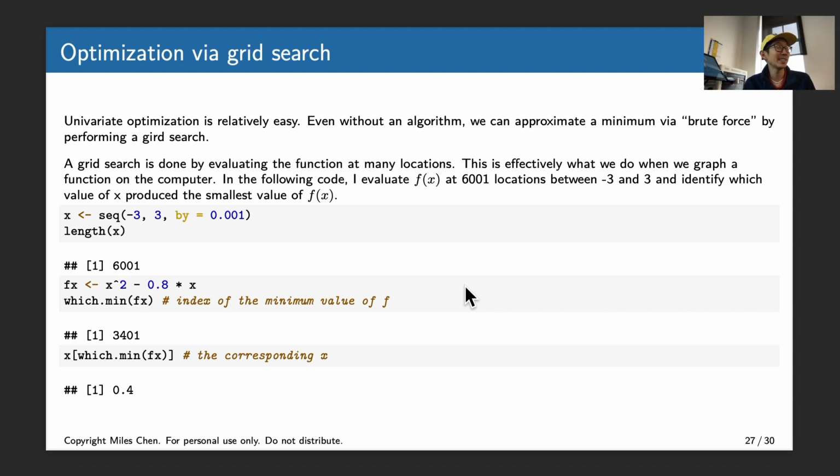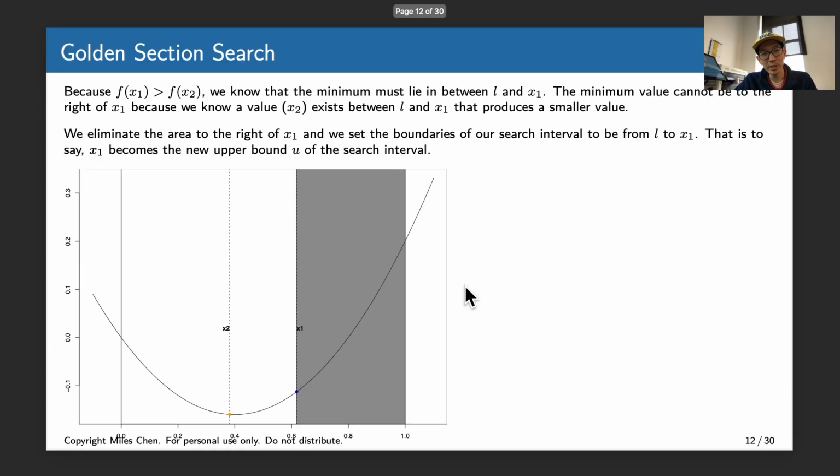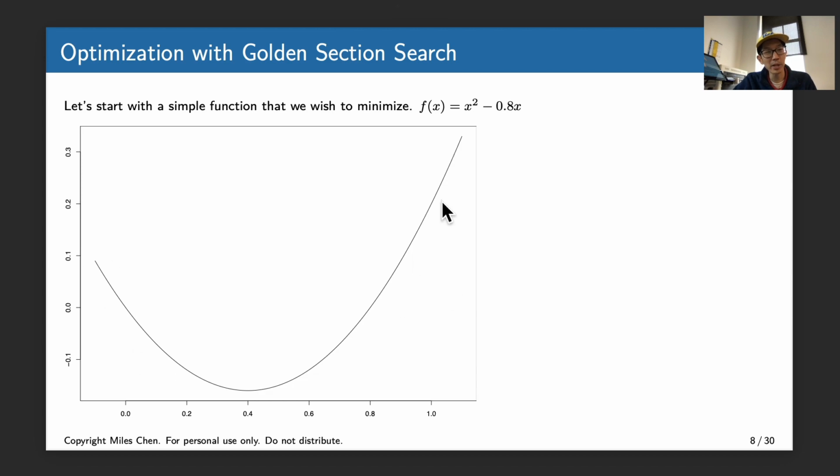And that would work, okay? That's basically grid search. You just evaluate the function at a whole bunch of places and say, hey, which one of these things is the smallest? That's actually what's happening when you plot something in R, okay? So when I created this plot of a function, I've done all the work of a grid search already. Because the way R plots a function is it evaluates the function at a whole bunch of locations, and then it joins those locations with little line segments, okay?